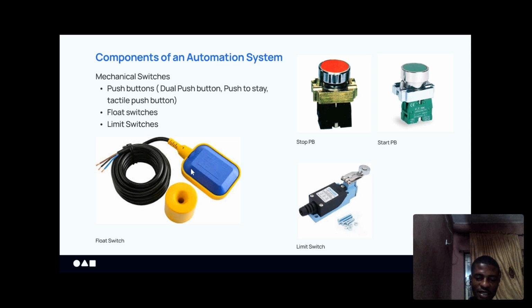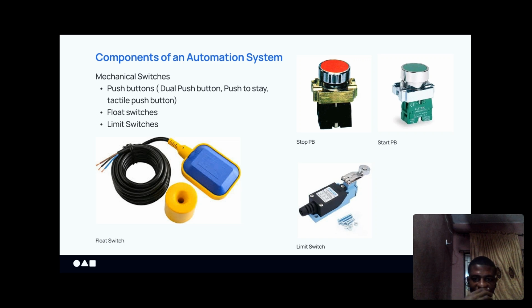So this float switch enables us to achieve that particular functionality, and it has a ball inside it and a spring, a ball that moves. So that ball, when the water level is high, moves to either close or open a contact depending on the mode you are using it in.